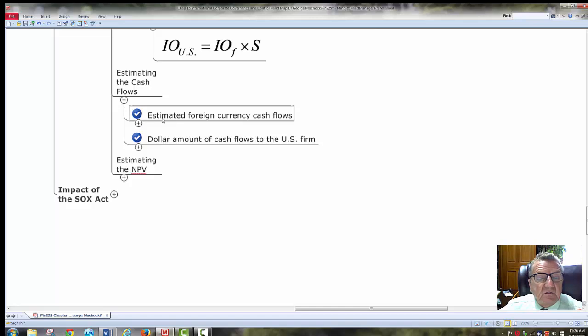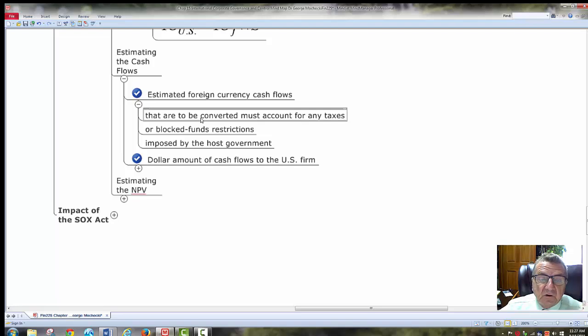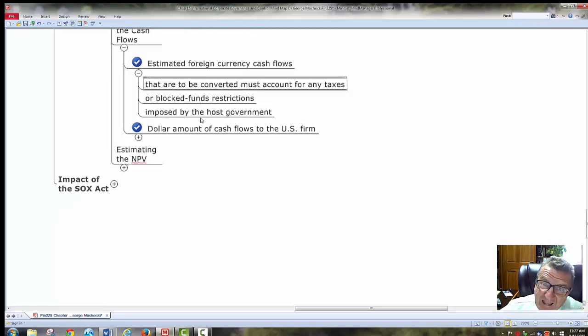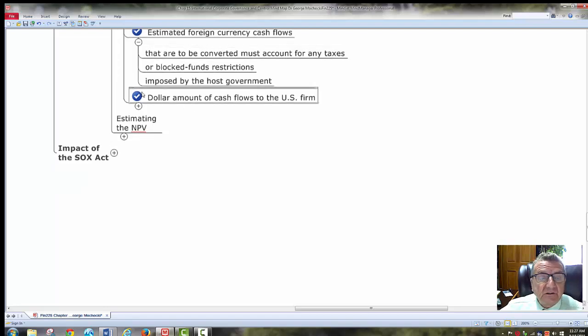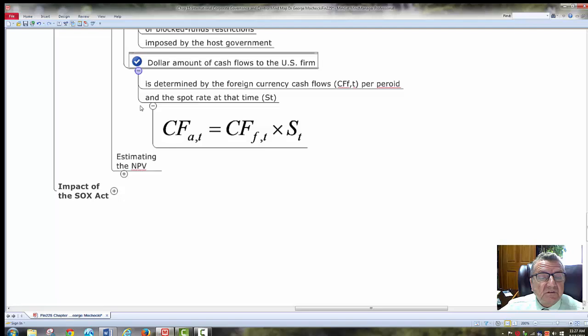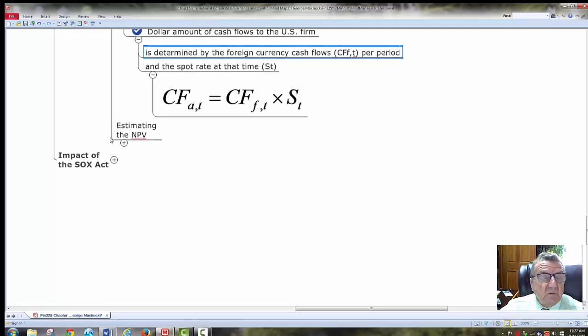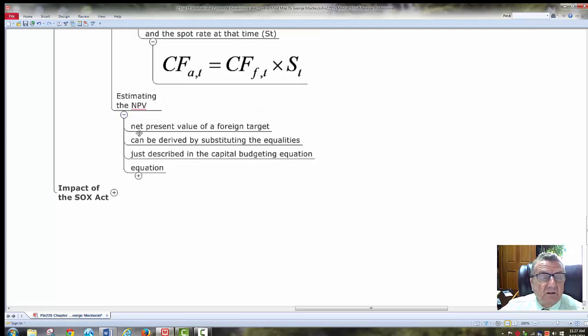Okay, estimating cash flow. Estimated foreign currency cash flows, that's money coming in, that are to be converted, must account for any taxes and blocked fund restrictions imposed by the host government. The dollar amount of cash flows to the U.S. firm is determined by the foreign currency cash flow, CF, of the foreign investment in a period, and the spot rate at the same time. Okay, there's your formula, and you'll need them in a little bit.